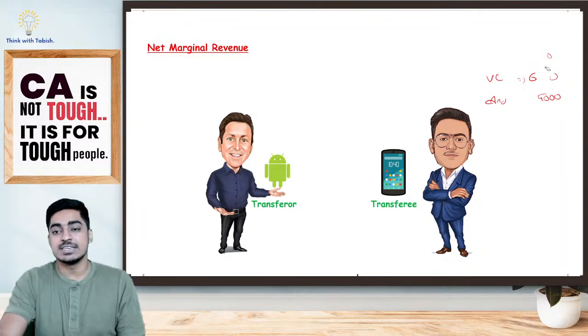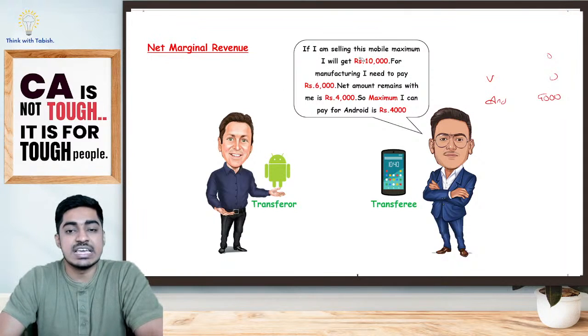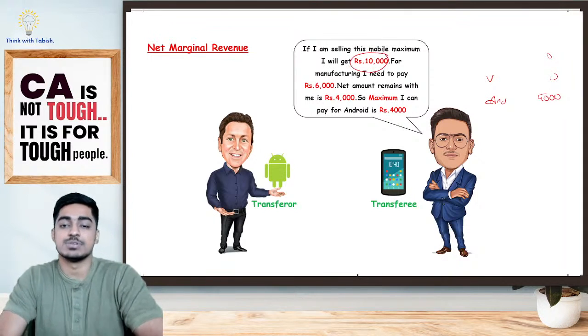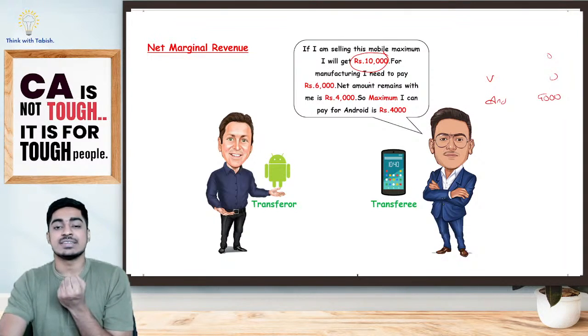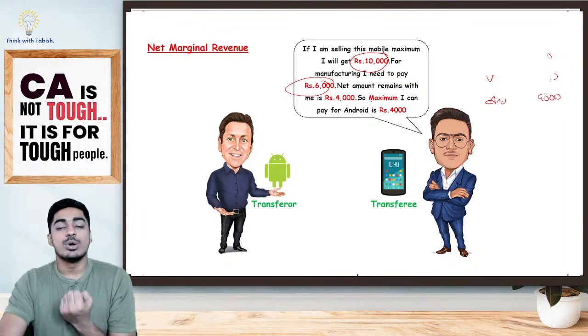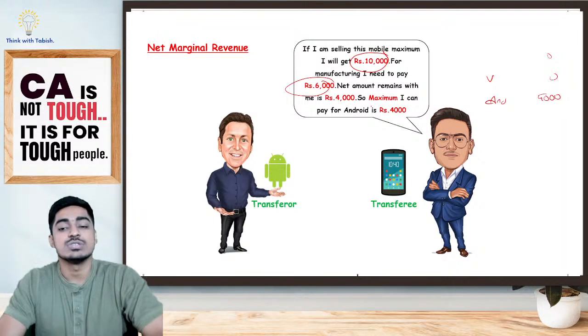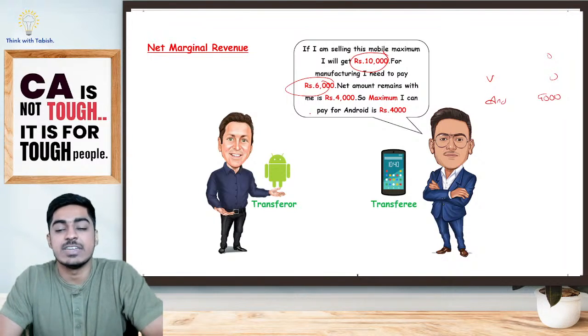This is what the transferee is telling. Look, the transferee is telling, see, by selling a mobile I will be getting 10,000 rupees. So I got 10,000, but to manufacture I need to pay 6,000 rupees. So net how much cash is available with me now? 4,000 is available with me now. Maximum I can pay you 4,000. That is the net marginal revenue.